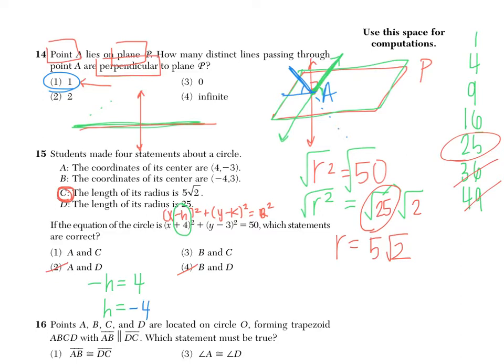Or in other words, just switch the sign when you pull it outside of those parentheses. So this negative 3 here is now going to become positive 3. So we have the center at negative 4, 3, which means that we have choice B. So B and C are the true statements, meaning choice 3 is correct.